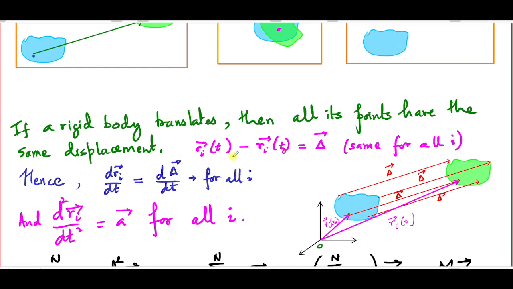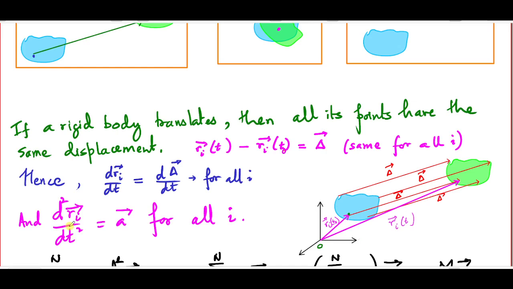Now, of course, if this is true, then the derivative of this expression immediately tells us that dri/dt, which is of course d delta/dt, is the same for all i. So each point particle making up a rigid body has exactly the same velocity when the body translates. And obviously one more differentiation will tell you that the second derivative d2ri/dt2 is also equal to the same value a for each and every i.